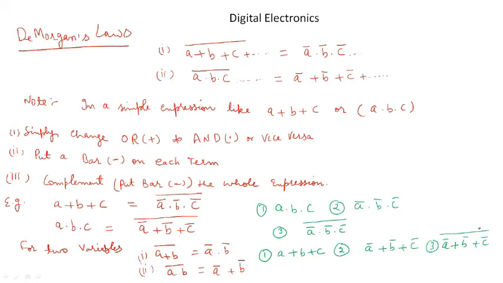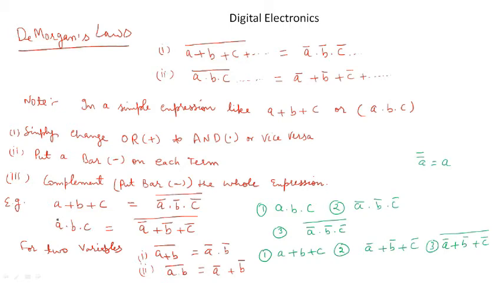Again, if you complement the third step, then you will see that it will be equal to A bar plus B bar plus C bar, because the complement of this will be A bar, and the complement of this will give you A. So here, if you complement this term, then you will find A bar plus B bar plus C bar. On the left side you have A dot B dot C.